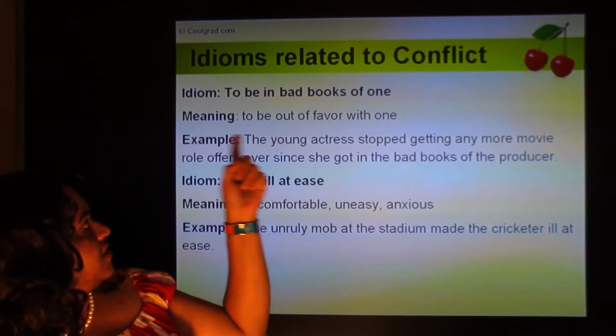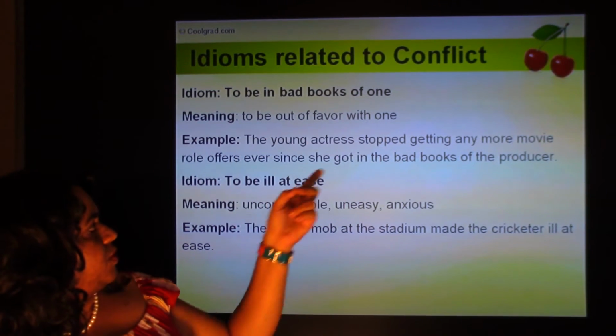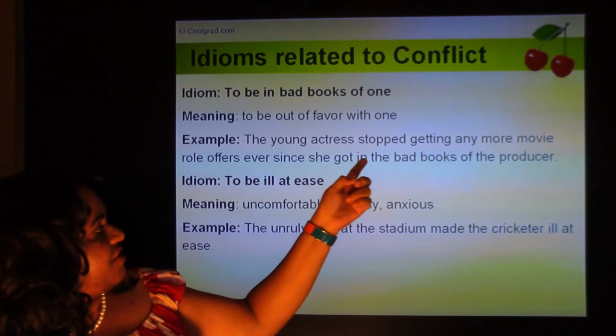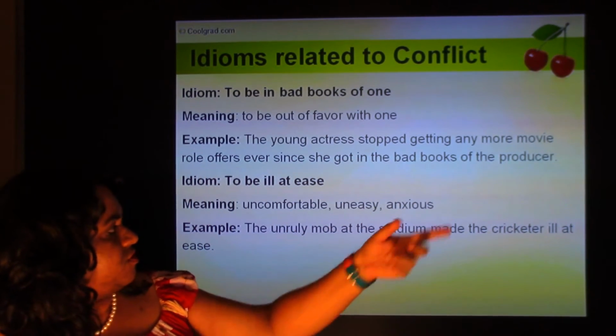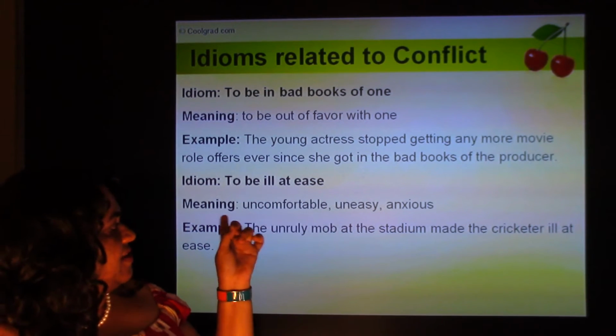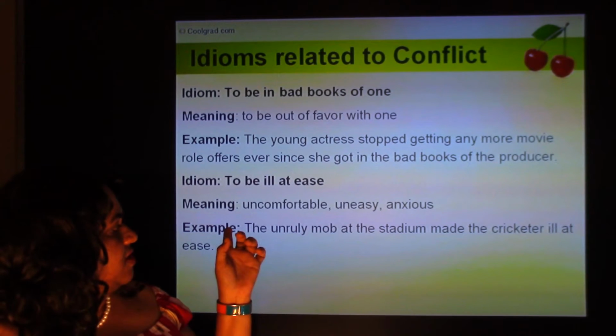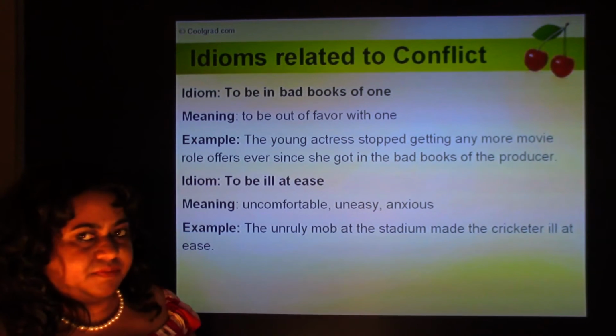Idioms related to conflict. To be in the bad books of one means to be out of favor with one. Example, the young actress stopped getting any more movie role offers ever since she got in the bad books of the producer. To be ill at ease means uncomfortable, uneasy, anxious. Example, the unruly mob at the stadium made the cricketer ill at ease.